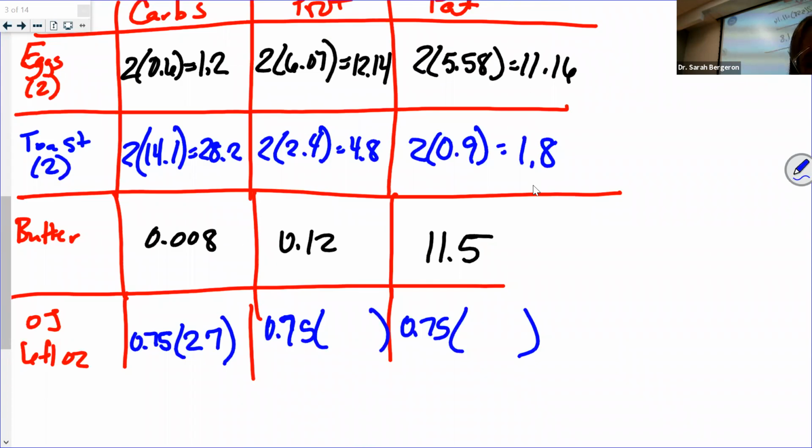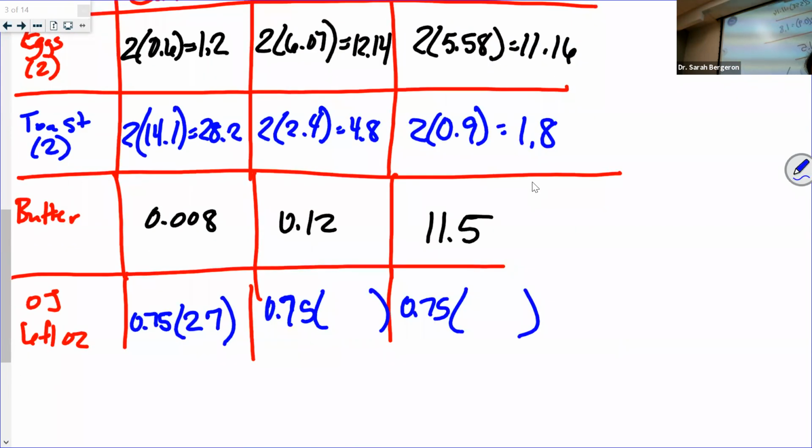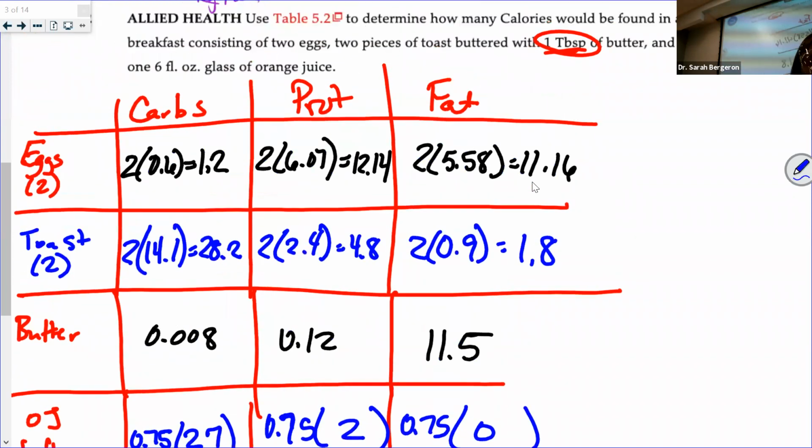So what do I have for protein? Not much. 2. And then fat, 0. Okay. Which I didn't leave myself room. So if you multiply 0.75 times 27, you should get 20.25. And then I get 1.5 here. And then I get 0. Right? Okay. I've done all this work.